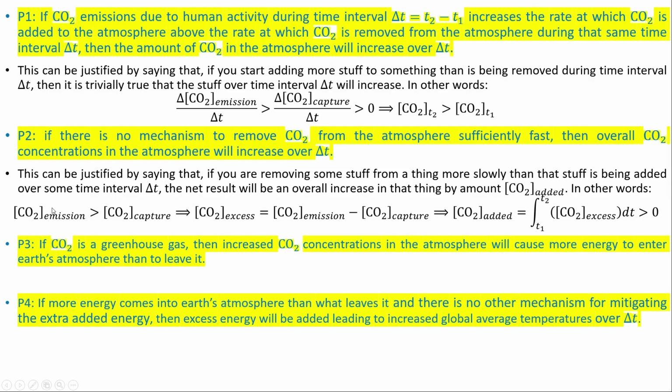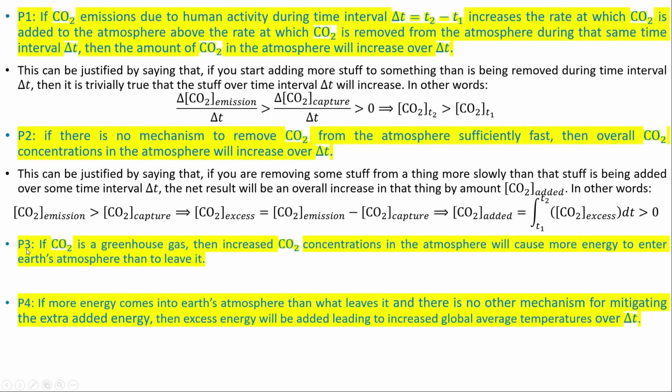So in other words, if the emissions of CO2 are greater than the capture of CO2, and we define excess CO2 as just the emission minus the capture, then the amount of CO2 added is just the added-up amount of excess from time T1 to time T2, and that would be greater than 0. In other words, it would be non-negative, meaning that we are adding CO2 to the atmosphere. So again, to me, this one just seems sort of trivially true.